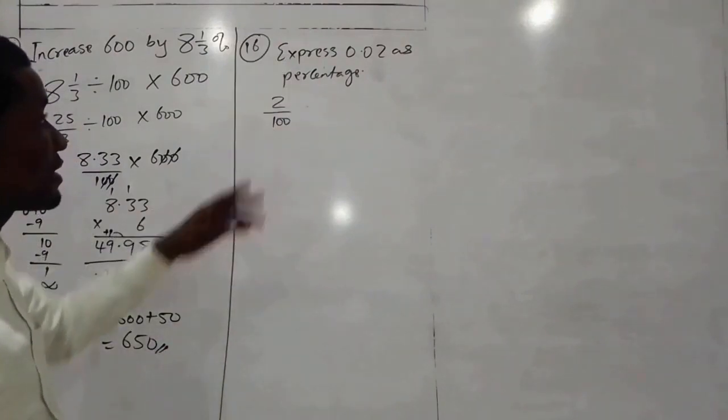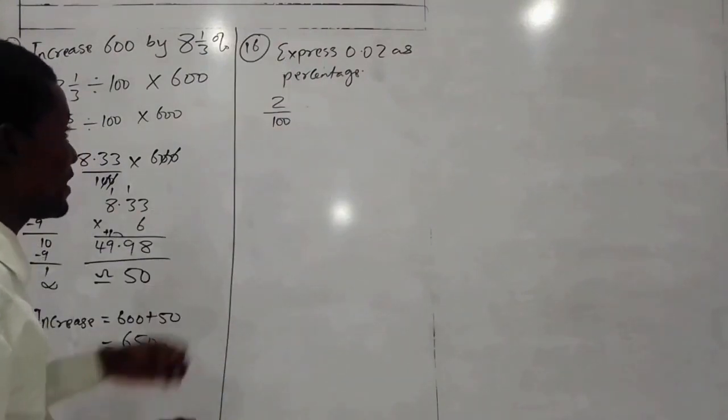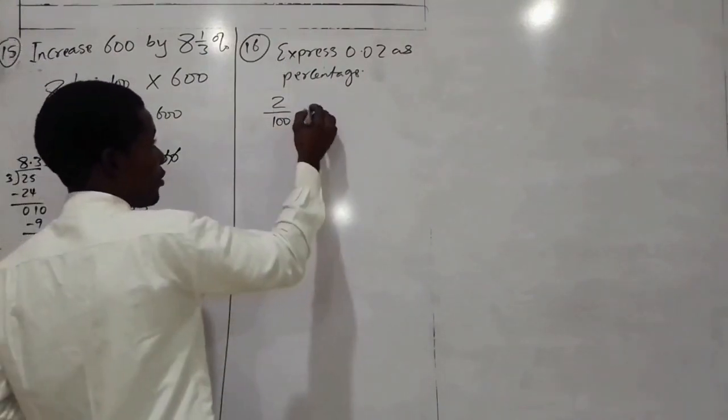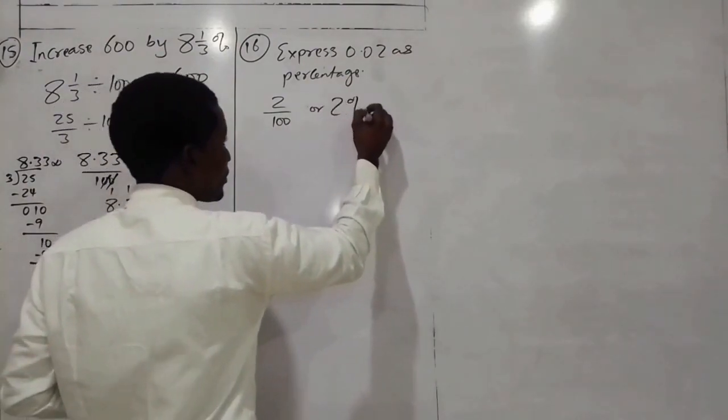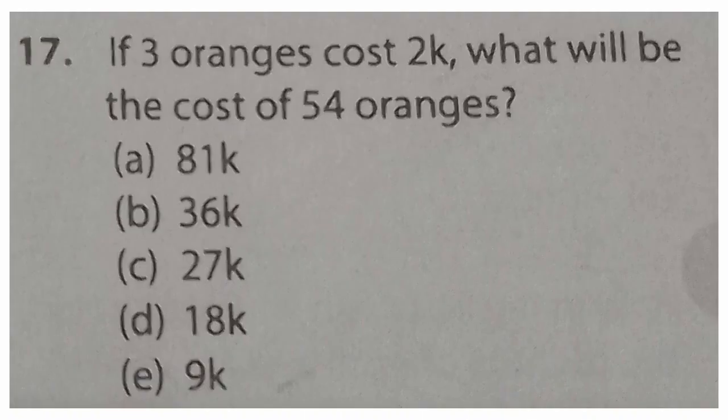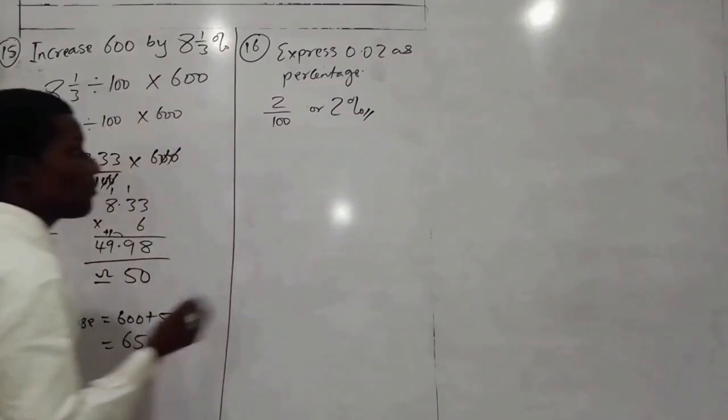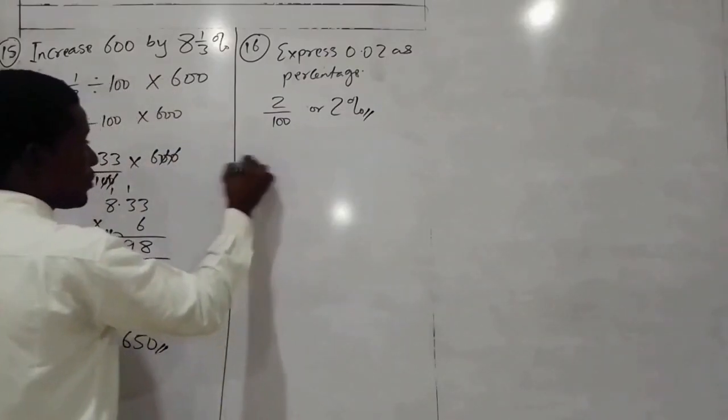So number 16. Express 0.02 as percentage is this 2 over 100 or 2%. That is that.